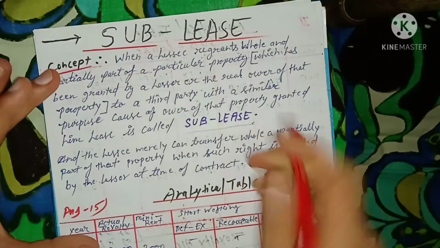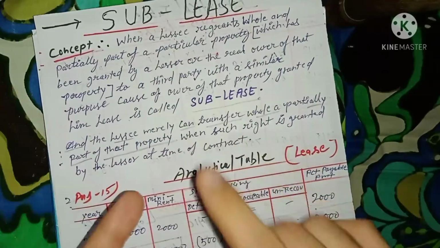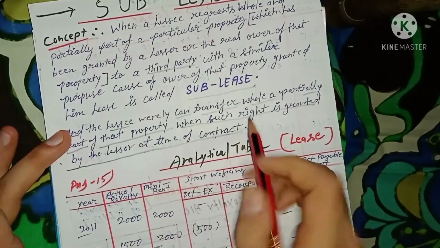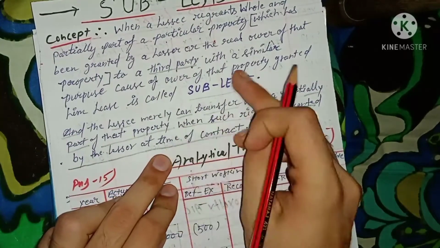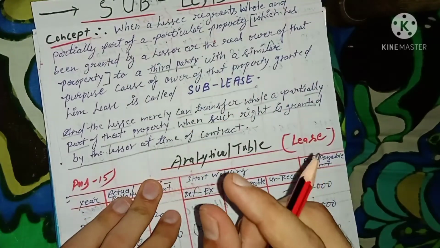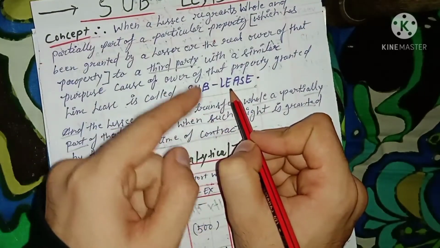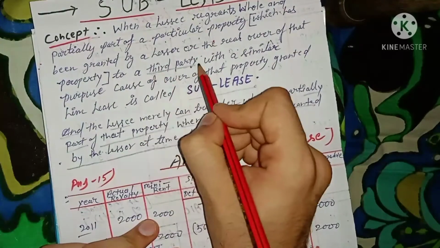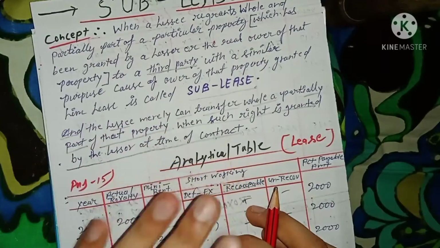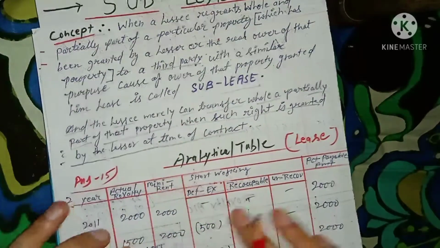The lessee can transfer the whole or a part of that property to the third party only when such a right is granted by the lessor at the time of contract. Only after taking the lessor's permission does the lessee have the right to sublease the lessor's property to a third person. Without the lessor's permission, he has no liberty to do such a thing. It is out of the lessee's jurisdiction.